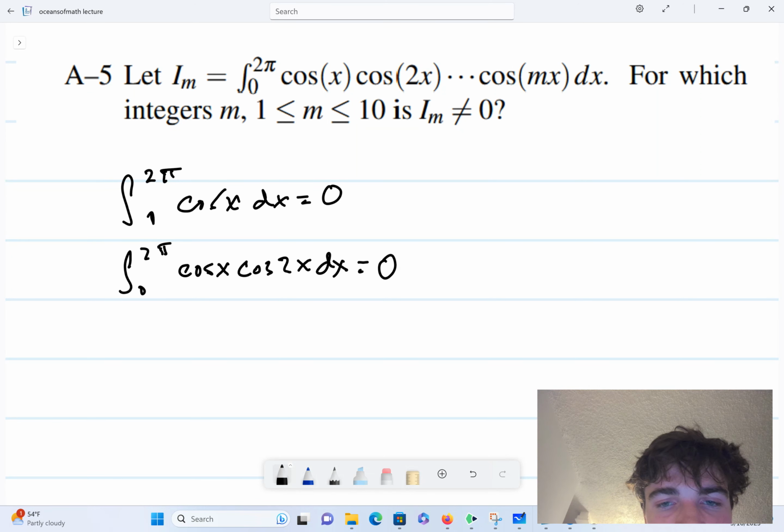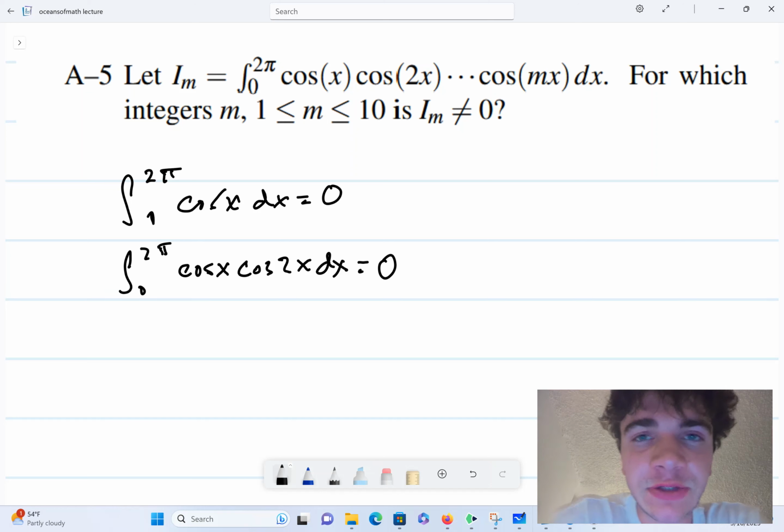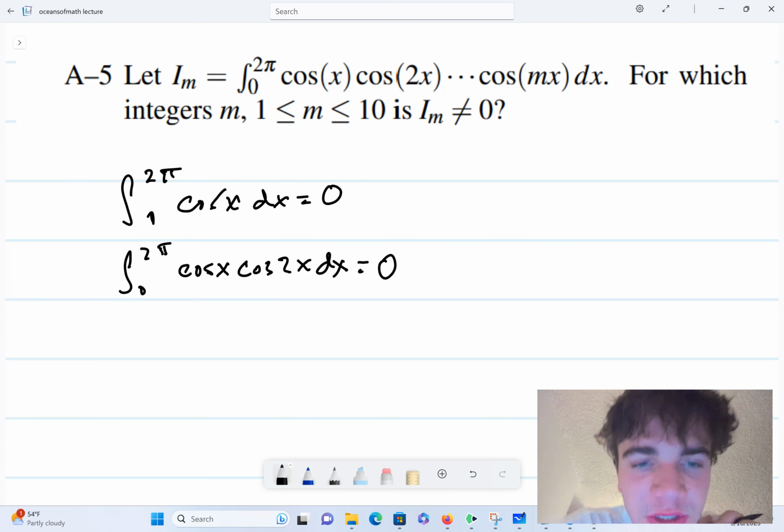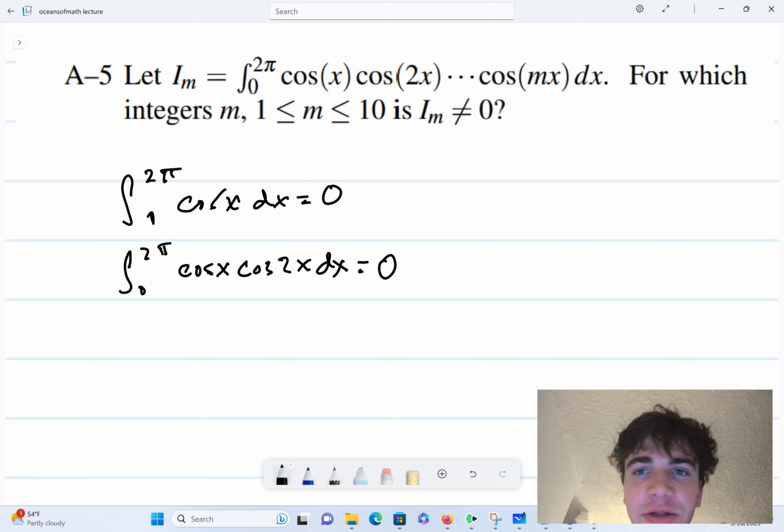Okay, so that's an important relationship known as the orthogonality condition, and that can be proven using brute force, basically using integration by parts. You can also prove it using complex analysis.